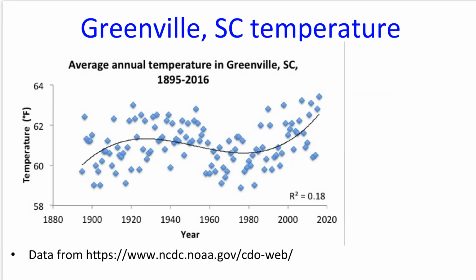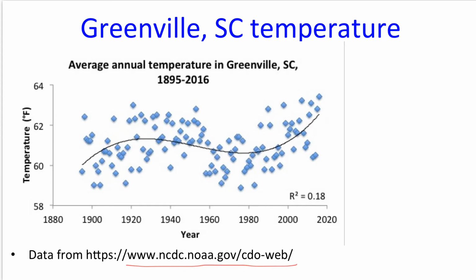Now let's look at what's happening more locally. So what we see here is the temperatures in Greenville, South Carolina. I think this is actually Greer, South Carolina. From, again, around the 1880s through the present. And I made this graph. I just downloaded the data from the website listed here.